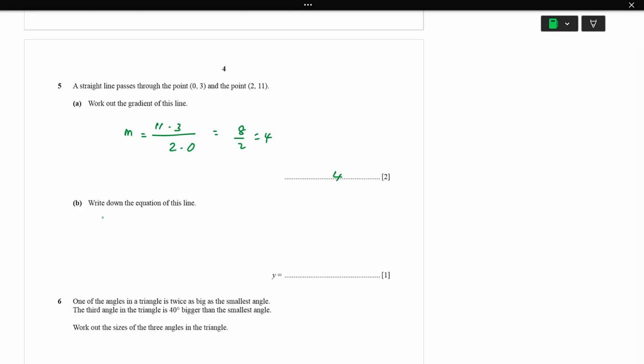Write down the equation of the line. The equation of the line is y equals mx plus c. We already have the gradient, so y equals 4x plus c. Now just choose any one of the points. I'm choosing this point and substituting: y equals 3, x equals 0. The entire term becomes 0 plus c, so c equals 3. Just substitute this value here. That's it: y equals 4x plus 3.